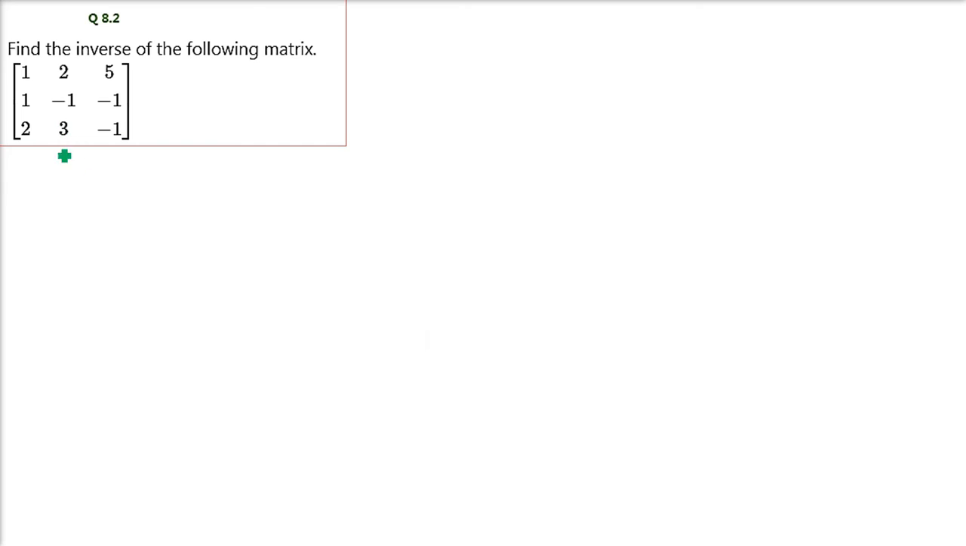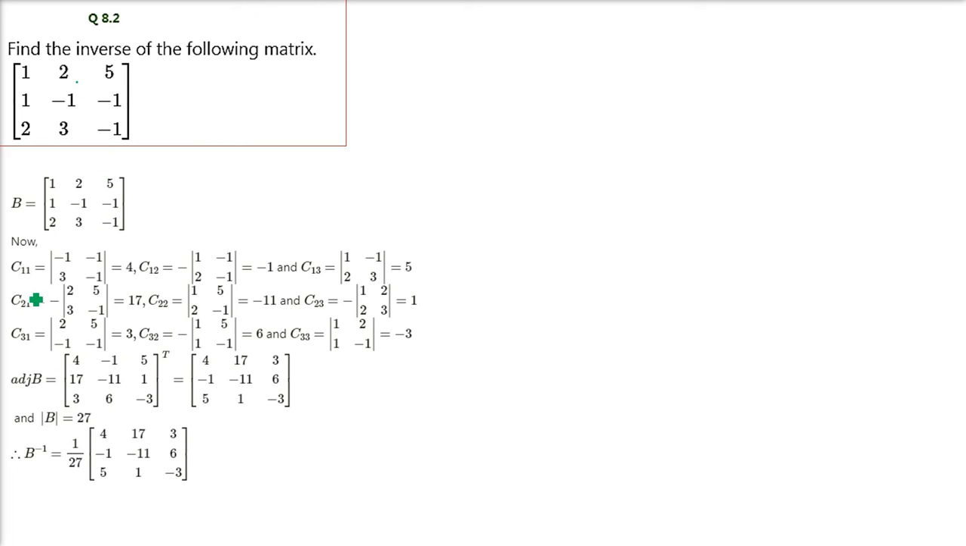Okay, find the inverse of the following matrix. This is also a 3 by 3 matrix. We have already seen how to do this. I explained it just now. So just go ahead with this. You just have to find the cofactor matrix, take the transpose, divide by the determinant of the matrix, which is 27 in this case, and the final answer will come.